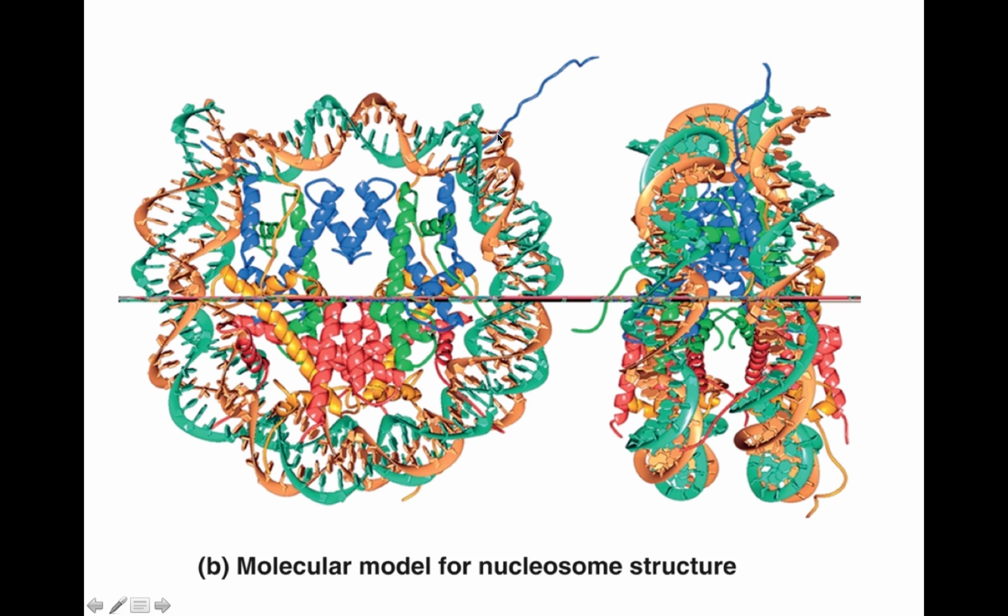Also sticking out from the histone proteins, you'll notice these long tails. We'll get back to the function of these in future video lectures, but for now, know that these proteins' tails that stick out from the nucleosomes can be modified by acetylation, by methylation, by phosphorylation, and that those modifications will affect gene regulation.